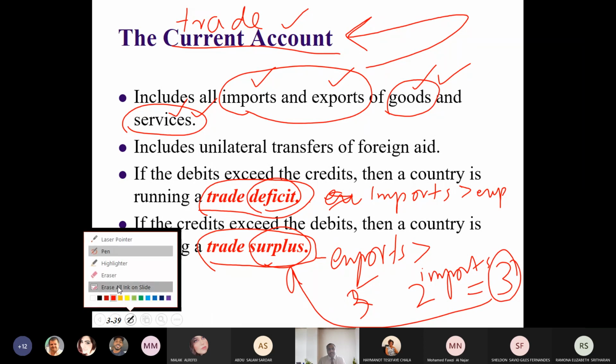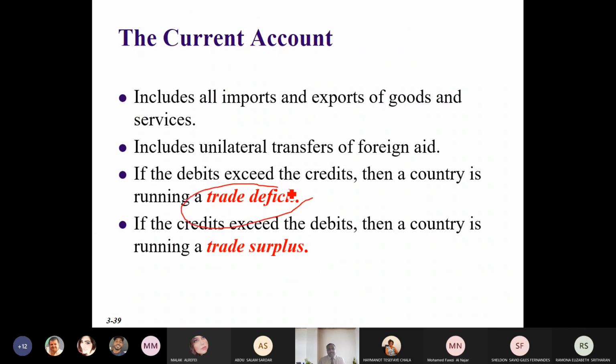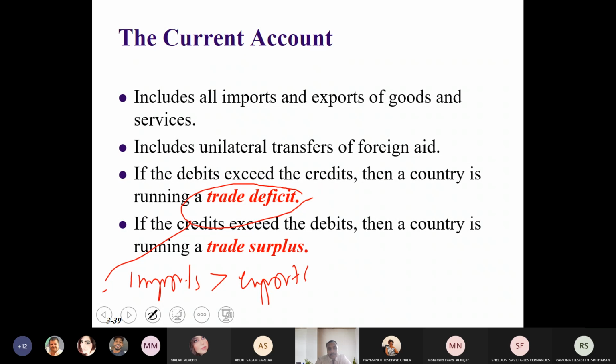But this can be otherwise. You might have a deficit. And in case of deficit, imports are more than exports. Like you are importing, let's say you imported goods of $7 trillion, but you exported $5 trillion. So how much is your deficit here? 2 trillion is your deficit.